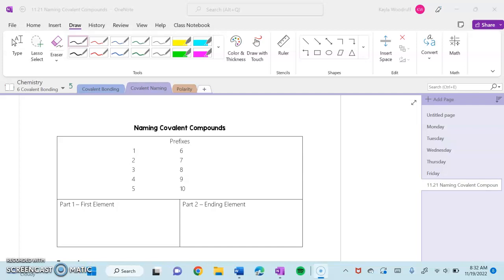All right, happy Thanksgiving week. This is your short little note session for the turkey coloring. So we are going to be working on naming covalent compounds today.